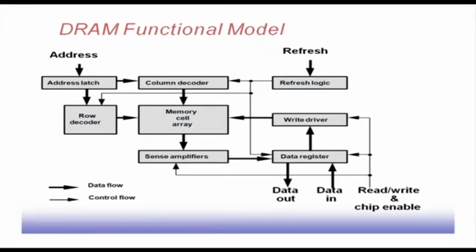Also, since this is a DRAM, we need to have some refresh logic. The refresh logic goes to the column decoder, and this column decoder will decode that particular column, and for each entry in that column, it will get rewritten. The value comes to the data register, from the data register it goes to the write driver, and from the write driver the cell is rewritten. That refresh cycle is also a part of this DRAM functional model. So, we have this data flow and control flow controlling the whole operation of this DRAM.